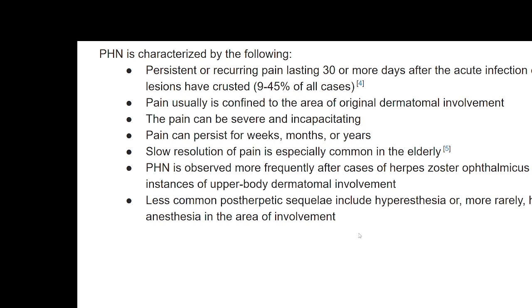Then postherpetic neuralgia, the next phase, is the most troublesome phase. It may be persistent or recurring pain lasting for 30 or more days after the acute infection, or after all the lesions have healed and crusted. In about 9 to 45% of the patients, even after the healing, the patient may have that pain, or at times deep pain is felt after the healing. Pain is usually confined to the area of the original dermatomal involvement. It's not elsewhere. Pain can be very severe, and can persist for weeks, months, or at times years.